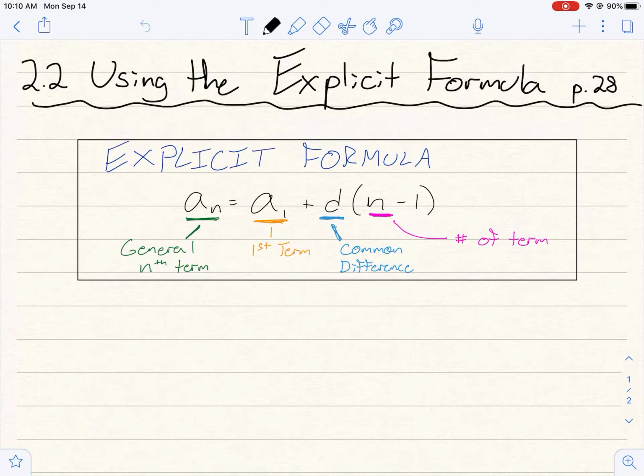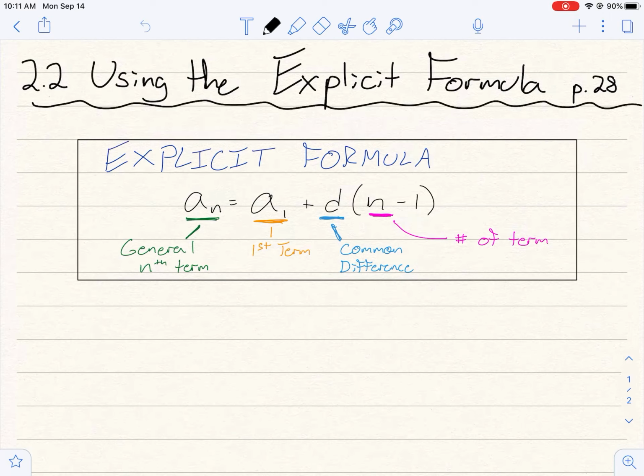Hello everyone. So we are going to keep talking about arithmetic sequences today, and more specifically we're going to start talking about how we use the explicit formula to our advantage. In our previous video we talked about how you determine if a sequence is arithmetic or not, determining the common difference, identifying different terms. So we're going to build on that a little bit today.